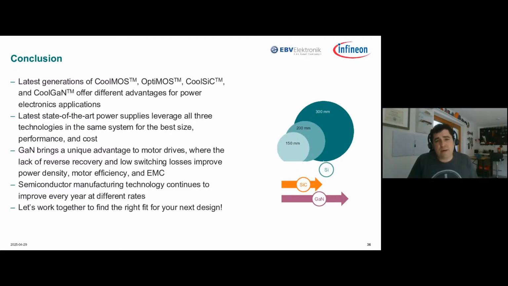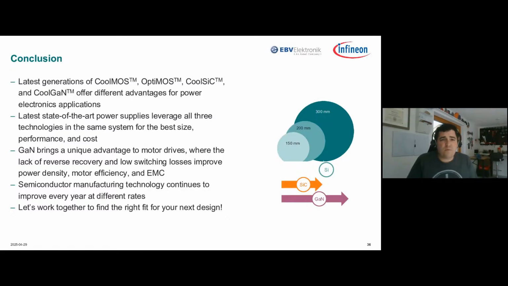Now, GaN does bring some unique advantages to motor drives that the other technologies do not. But even for motor drives, there are cases where silicon or silicon carbide offer a clear advantage. There's, let's say, a right fit for all three. But this is a moving target. You have to be aware that a lot of this comes down to the technology improvements year over year.